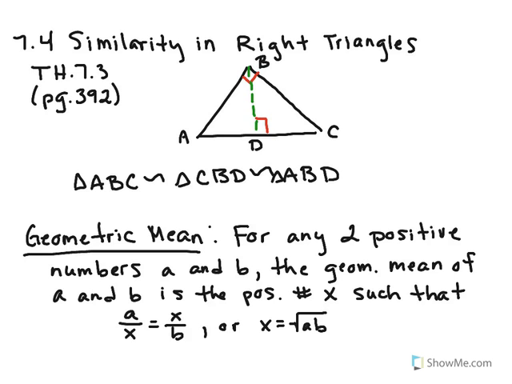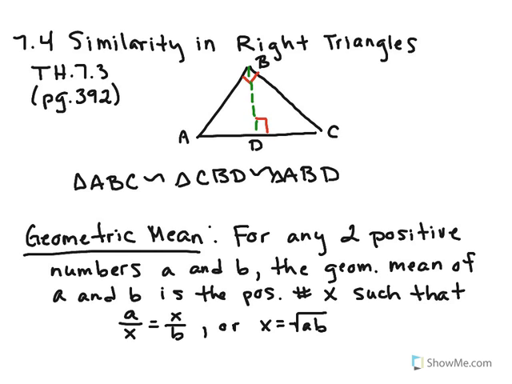Now, the next thing that we're going to talk about is something called a geometric mean. So, here's your definition for geometric mean. For any two positive numbers, A and B, the geometric mean of A and B is the positive number x such that this proportion is true: A over x equals x over B. Or if you cross multiplied every single time, you would find out that x is equal to the square root of A times B.